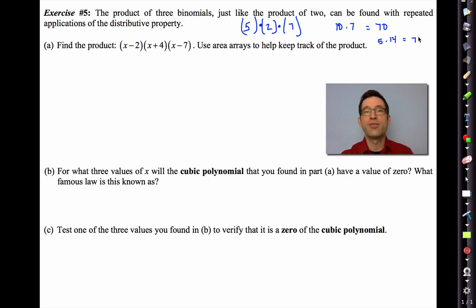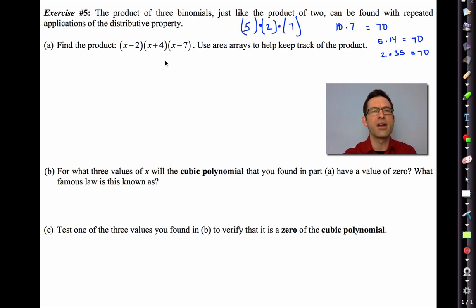I could even do 5 times 7 and get 35 and then multiply by 2 and get 70. So it's the same way here. I really have to multiply 2 of these, your pick, and then I have to go back and multiply by the third one. So it's really up to you.